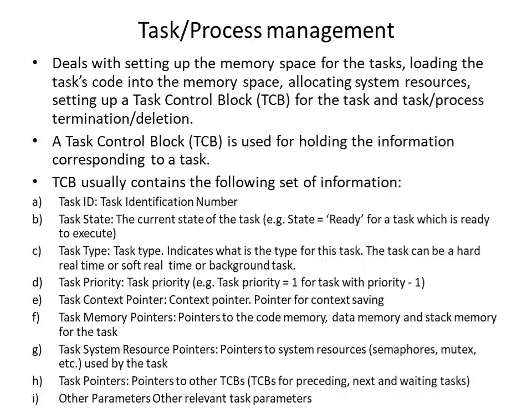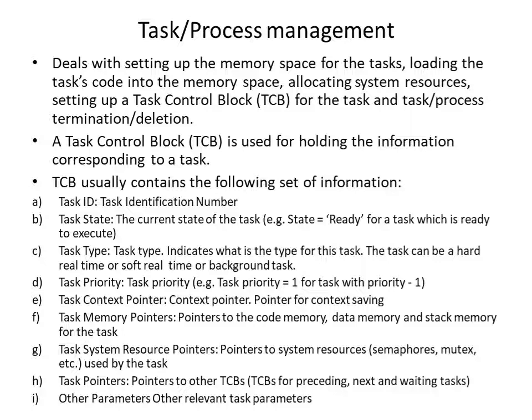So on. The next one is the task type. What kind of task is it? It indicates the type of the task. The task can be a hard real time task, a soft real time task, or a background task. A hard real time task means timing is very critical. It's a time bound task. A soft real time task means that with respect to time, it is not so critical.